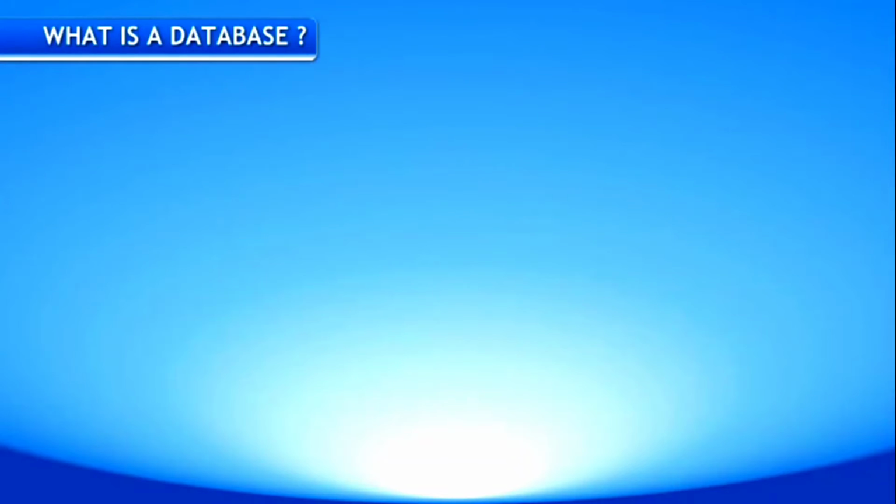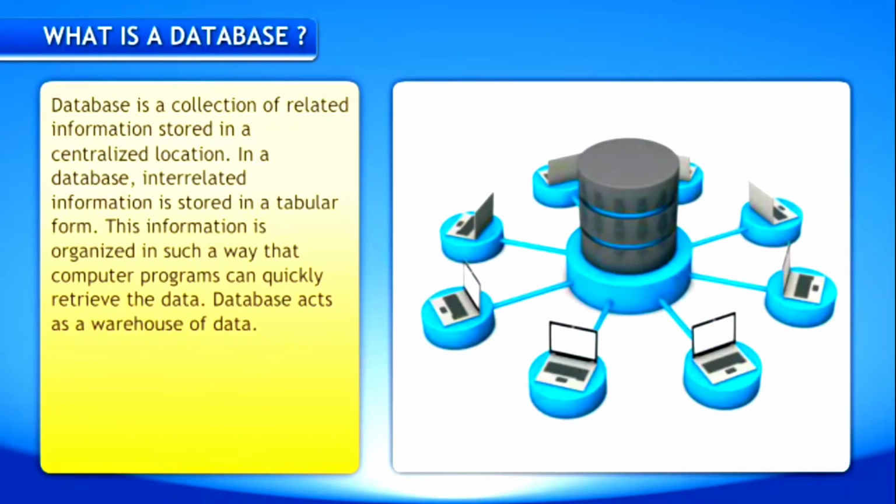What is a database? Database is a collection of related information stored in a centralized location. In a database, interrelated information is stored in a tabular form. This information is organized in such a way that computer programs can quickly retrieve the data. Database acts as a warehouse of data.